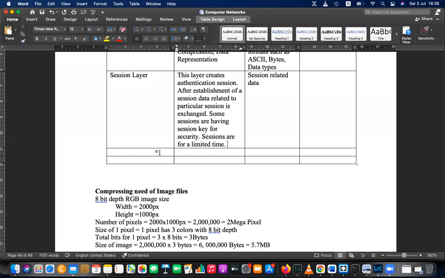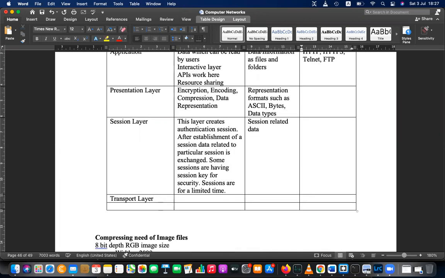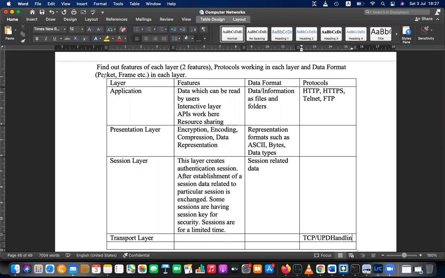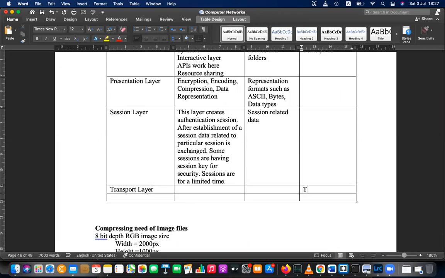So the next layer is the transport layer. Please write down the next layer, transport layer. In the transport layer, basically TCP is the leader and UDP is also working. These protocols are the leaders in the transport layer, handling the transportation of packets.